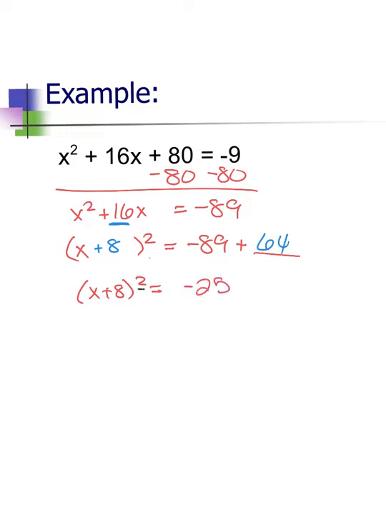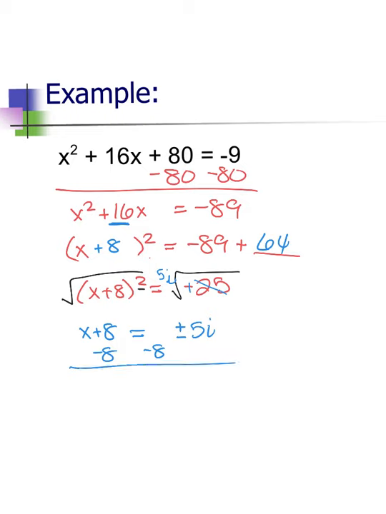To get rid of the squared here, I'm going to square root both sides. Hopefully you realize the square root of negative 25 becomes an i and a 5. So this becomes x plus 8 equals positive and negative 5i. Now to get x by itself, we're going to subtract 8 from both sides, and I get x equals negative 8 plus or minus 5i. I cannot combine these numbers because the 8 is a real number and the 5i is an imaginary number.